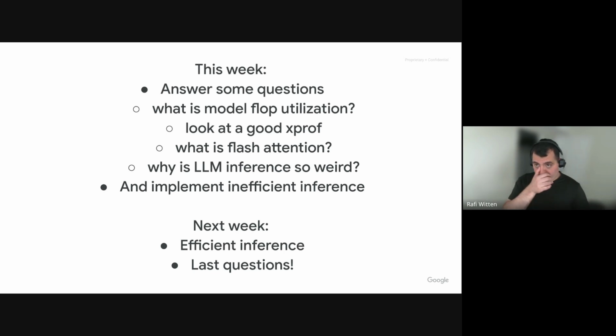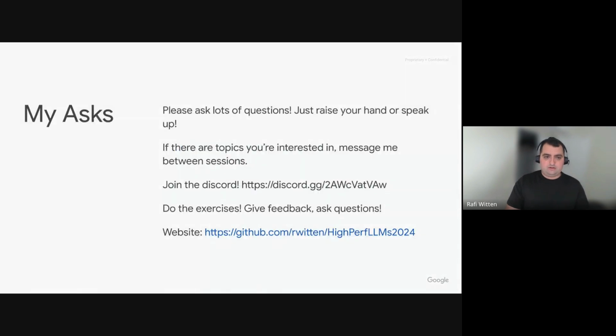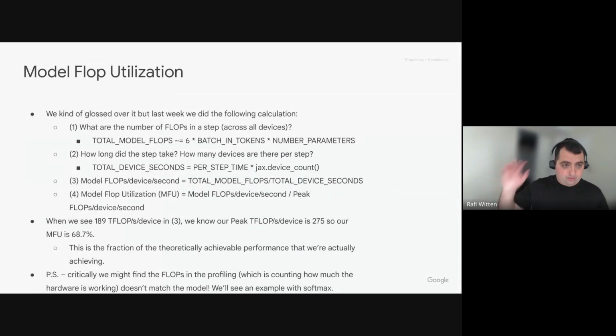One thing I've heard a lot from people is: why is LLM inference so different from LLM training? So I want to implement it inefficiently first, so people can see why the machinery we've built for training is really ill-suited for inference. That means next week we're going to have to do efficient inference, and if there are any more questions between then and now, hopefully we'll be able to take those on. Again, programming, predicting, profiling, and please just hop in with questions.